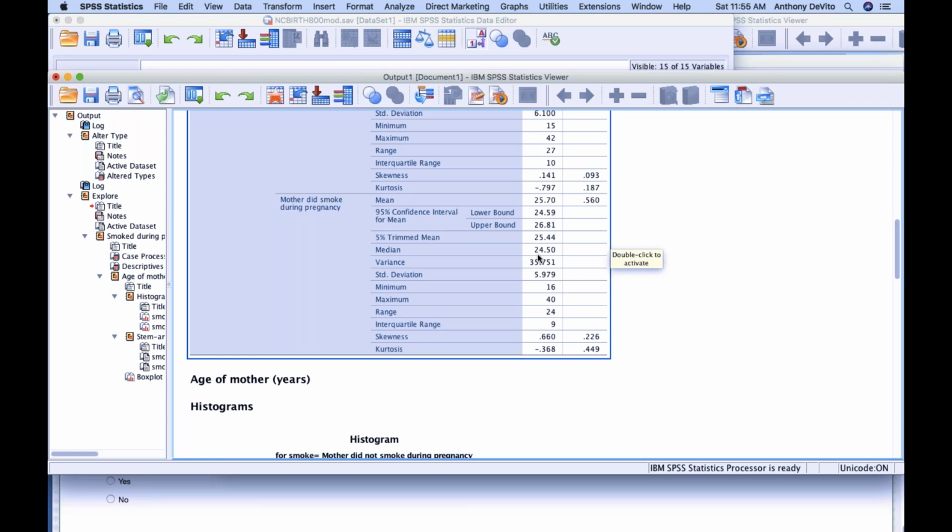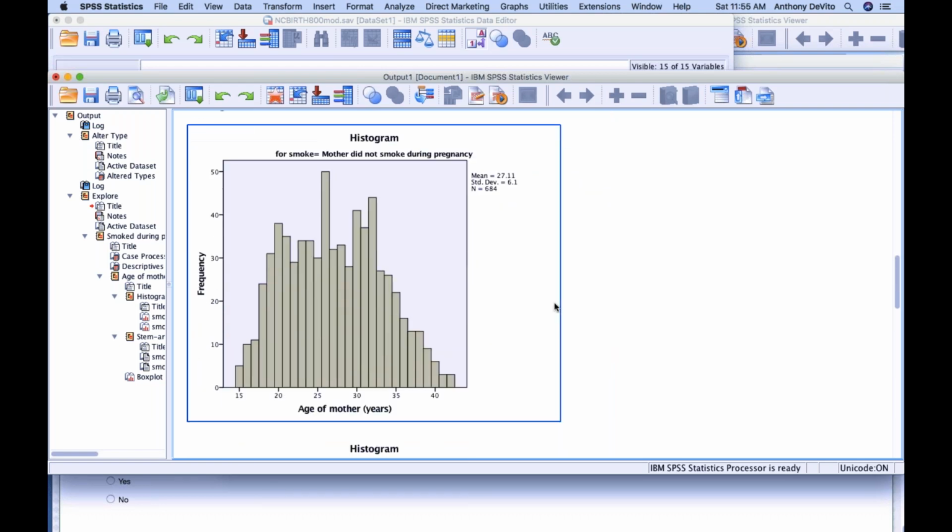25.7, and the median was 20. Oh, that's a bit different, isn't it? More different than the others. Okay, let's take a look at the histograms.